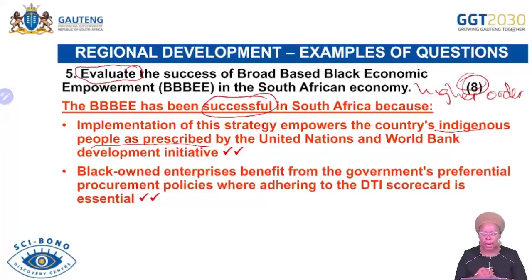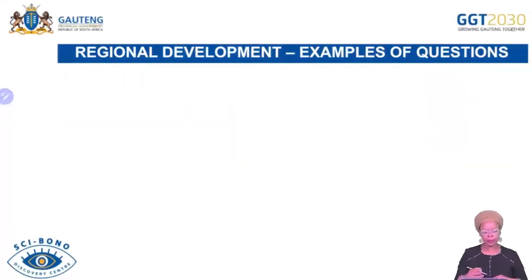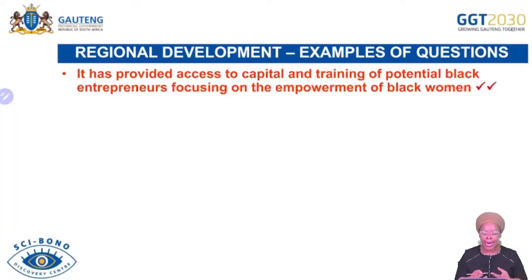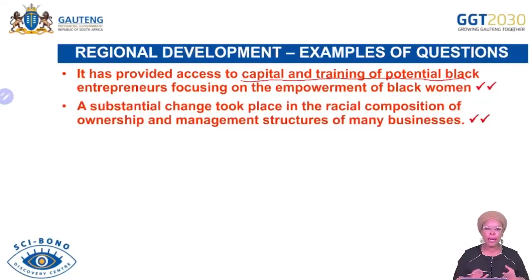And Black-owned enterprises also benefit from government preferential procurement policies where adhering to the DTI scorecard is essential. We're seeing Black-owned enterprises benefiting from government tenders as well. Still on the successes. It has provided access to capital and training to potential Black entrepreneurs, focusing on empowerment of Black women. We're now seeing more Black women owning companies in South Africa.